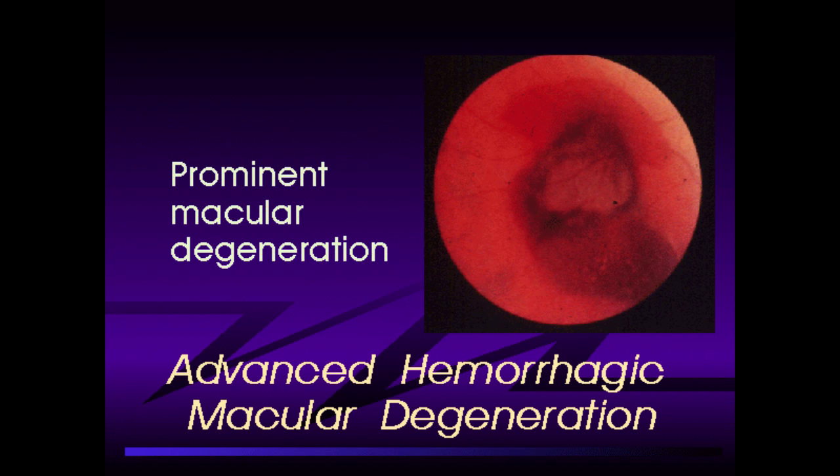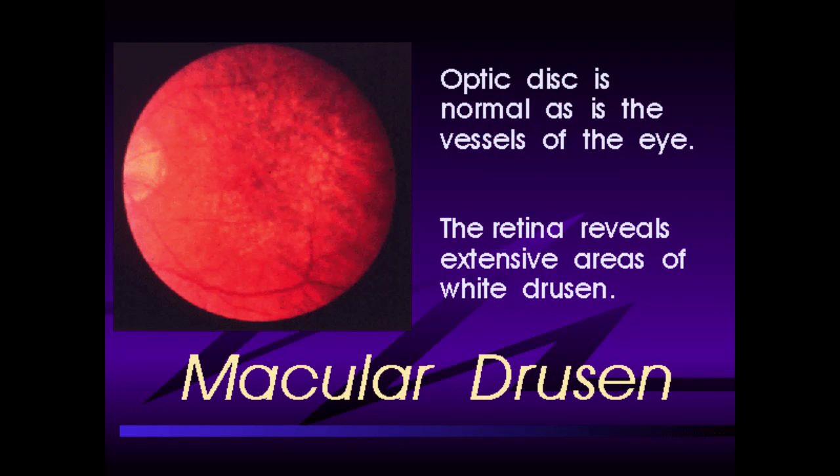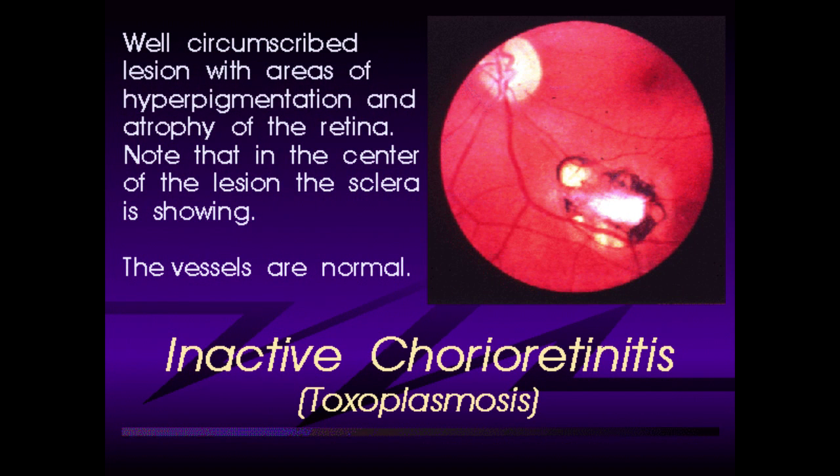The patient with macular degeneration presents with a marked hemorrhagic macular degenerative process coupled with the loss or attenuation of all the retinal landmarks. Macular drusen exhibits a retina revealing extensive areas of white drusen, which are small globular hyaline excrescences. The optic disc and vessels do appear normal. Patients with inactive chorioretinitis or toxoplasmosis will show a well-circumscribed lesion with areas of hyperpigmentation and atrophy of the retina.